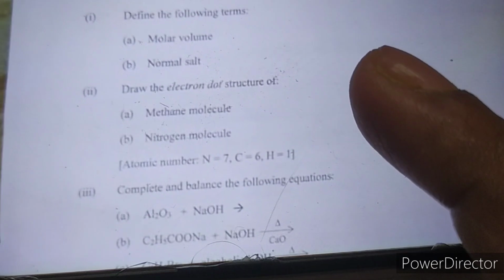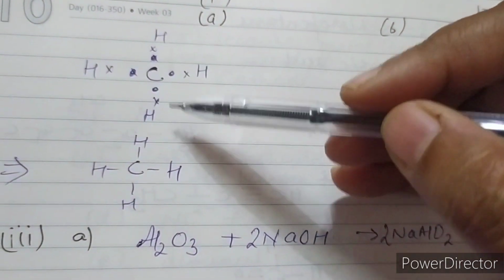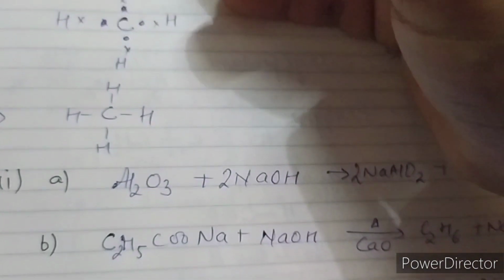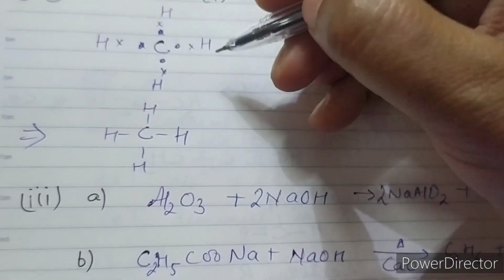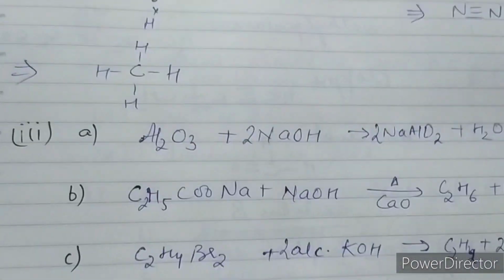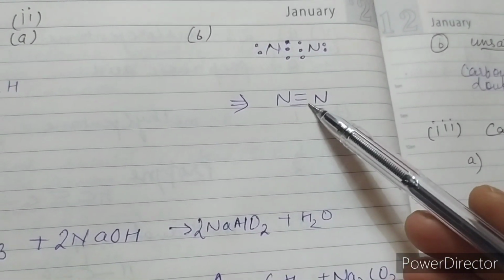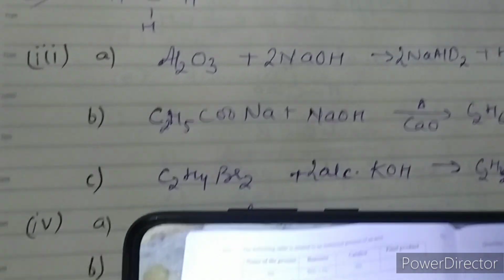question number 2. You have to draw the electron dot structure of methane and nitrogen. As I have already told you, carbon has 4 electrons and shares 1 each with 4 hydrogens. You can circle, or don't put a circle but just show the sharing properly, and you also have to draw the bond structure here. Next is nitrogen. This is the electron dot structure and this is the bond structure of the nitrogen molecule.